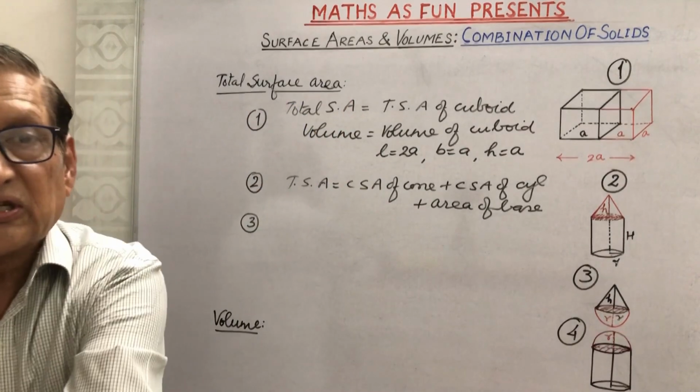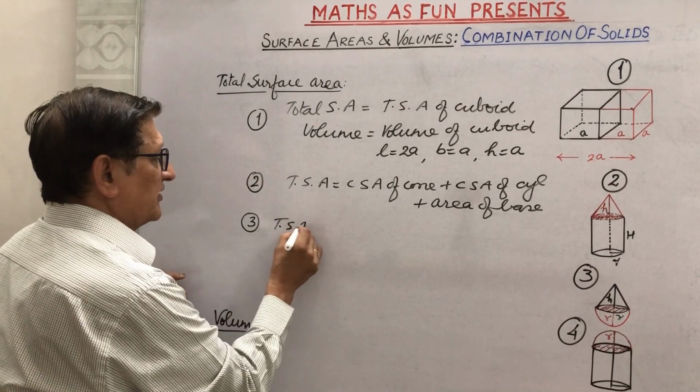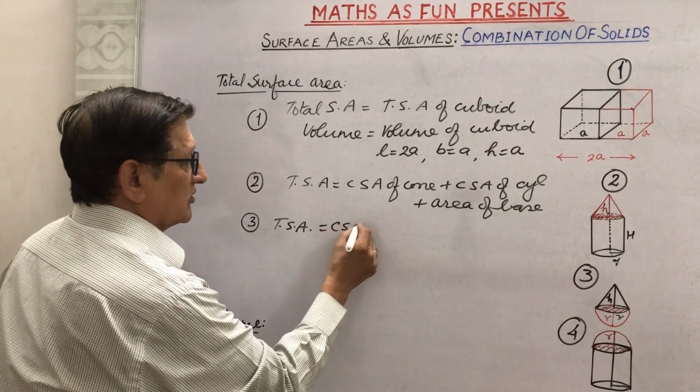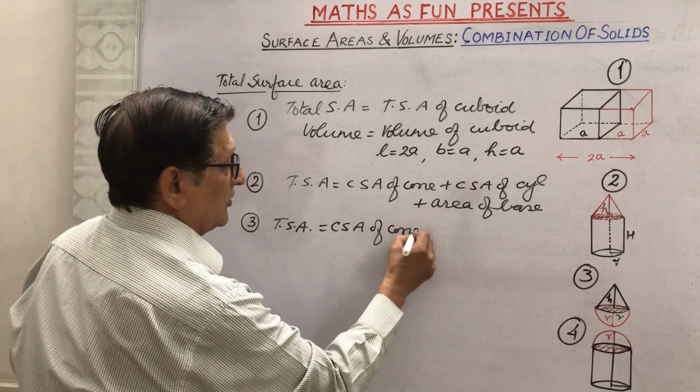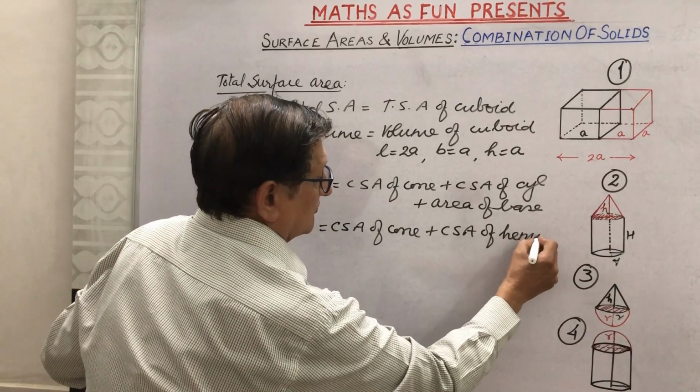So we can see this here now. In this case, the third case, total surface area will be equal to curved surface area of cone plus curved surface area of hemisphere.